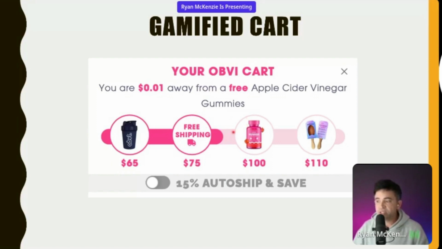They probably have a whole bunch of customers that get to the $95 mark. So if they push them to 100, they get the free gummies, and then they get this brush thing that, I have no idea what it is. Could be whatever it is. It's another free gift. They also have this autoship and save feature, which is great for LTV, but that's not what I'm talking about here today. But these gamified carts are fantastic. You just need to understand the data behind where to place your different thresholds in order to achieve maximum output.